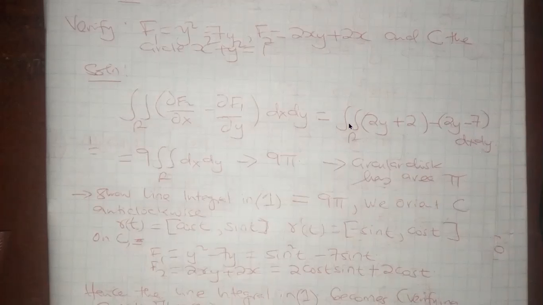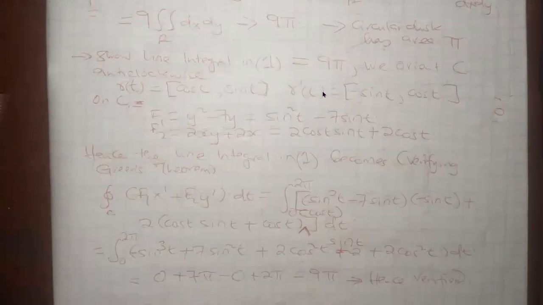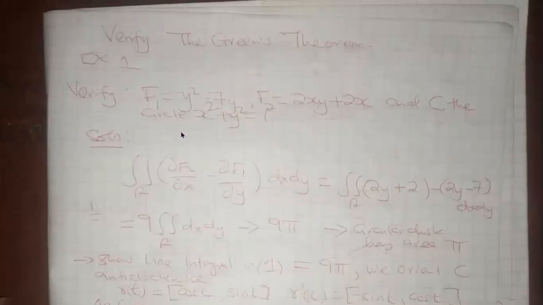Remember, you have two integral signs and then dx dy. You can see from basic mathematics, the circular disk has an area of pi because it is circular in nature. So the value will be, instead of 9, you'll have 9 pi. So first we have solved this. Then the next step is to verify that this satisfies Green's theorem.